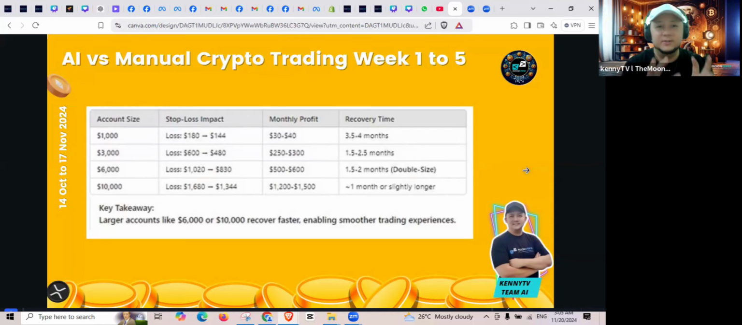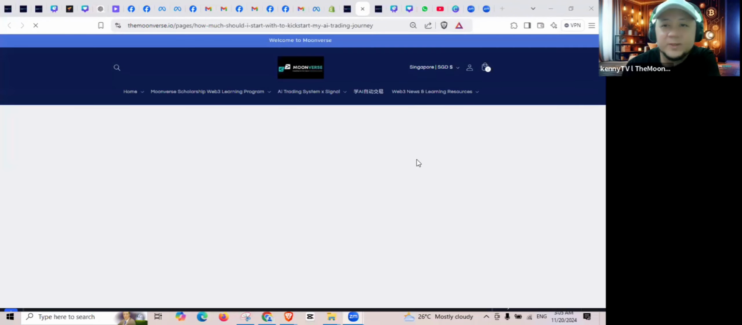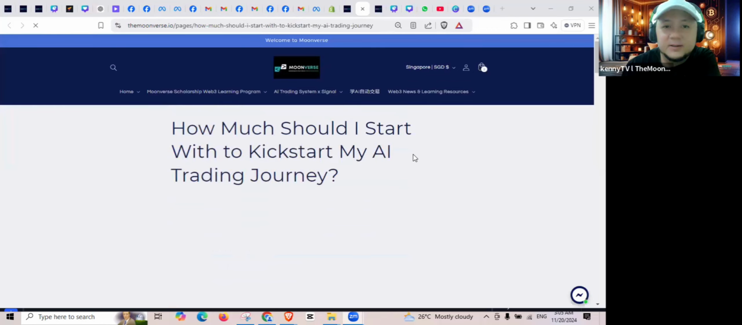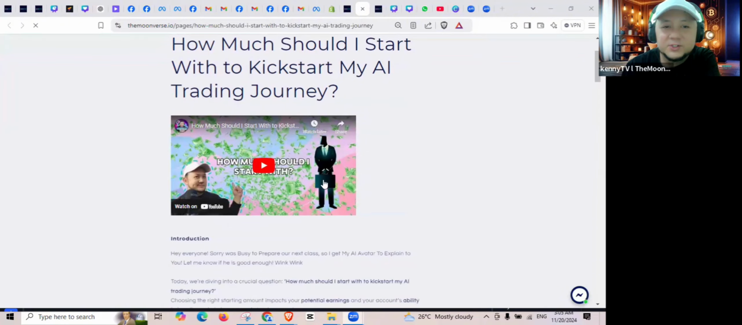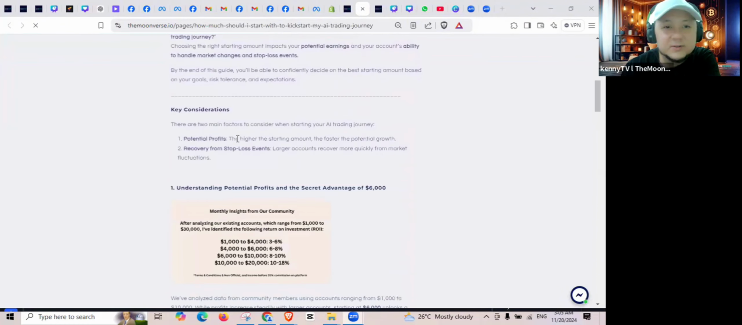So this is the chart over here, and I'll put the link below so that you can read out, hey, what's the difference? Why are we doing all these, and how much to kickstart? I actually have these slides that you all can check out on the website. I tried to put it outside so you can see this is what you call how much should I start with to kickstart my AI training journey. So I got my AI avatar to run through the content with you all: introductions, the key considerations, potential profit, and what the recovery time is. So this is the potential.